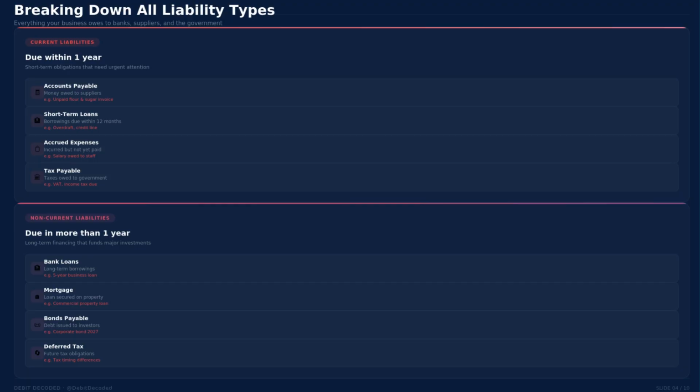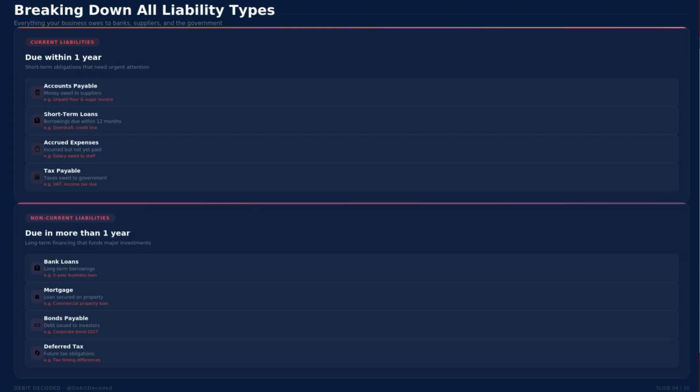Common current liabilities include accounts payable. Money the business owes to its suppliers. Short-term loans. Borrowings due within the next 12 months. Accrued expenses. Expenses that have been incurred but not yet paid. Like salaries or utility bills. Tax payable. Taxes owed to the government.